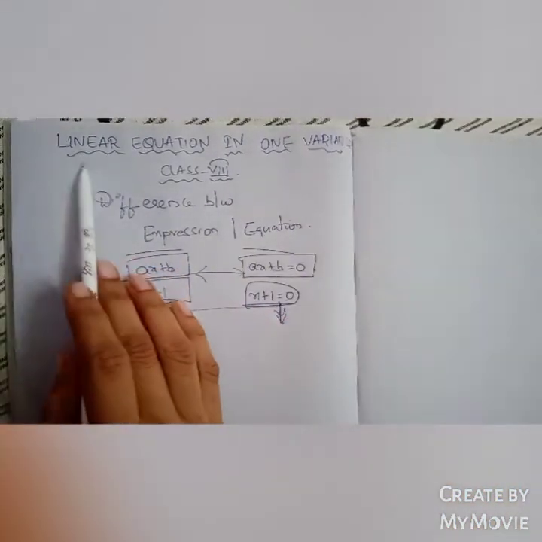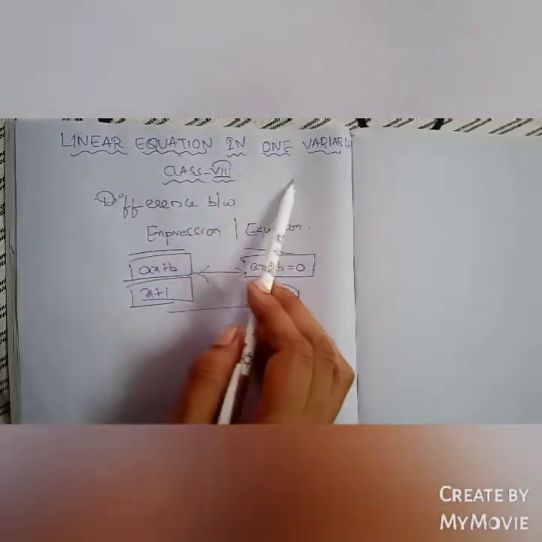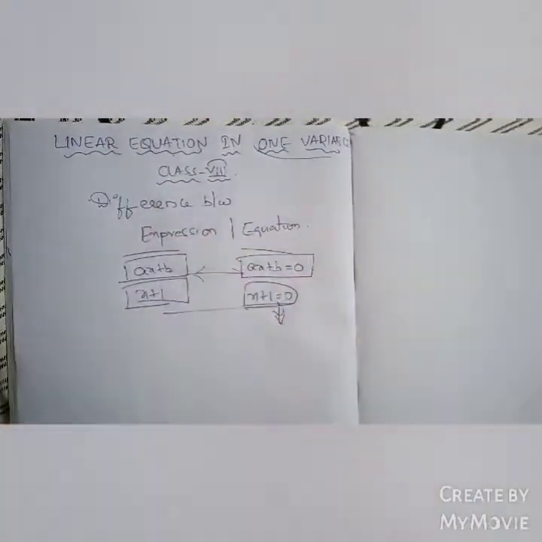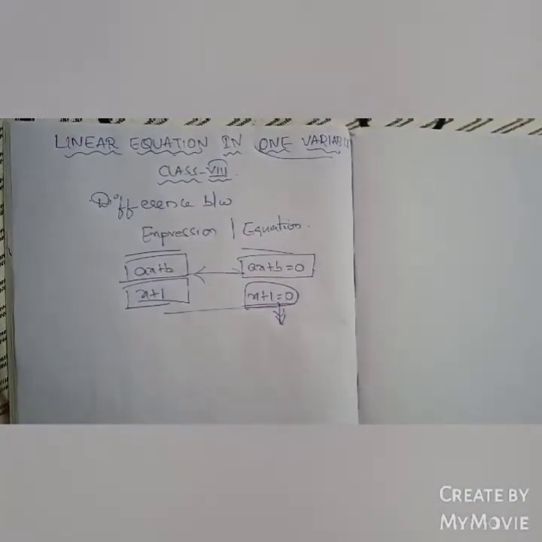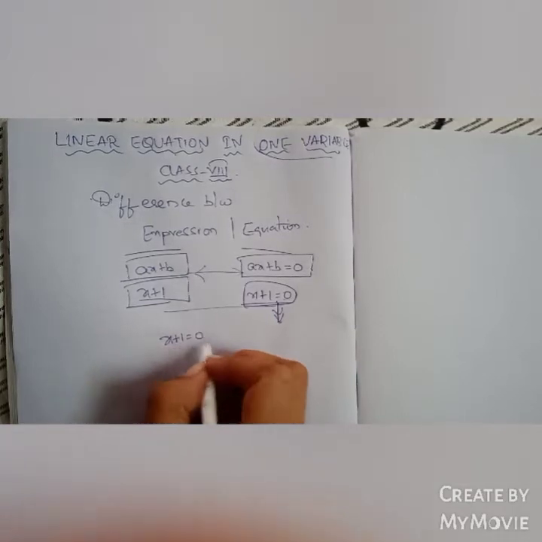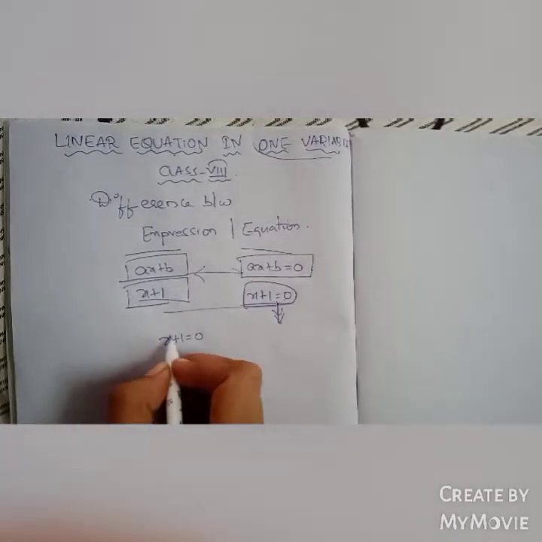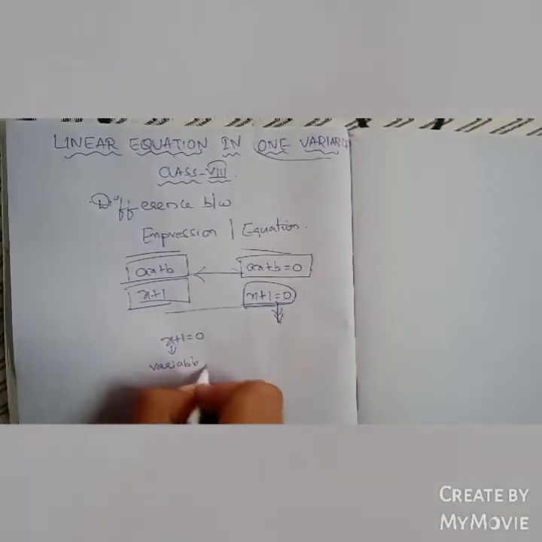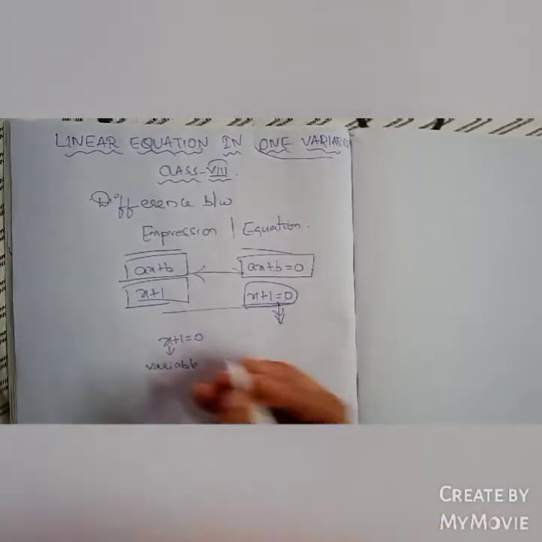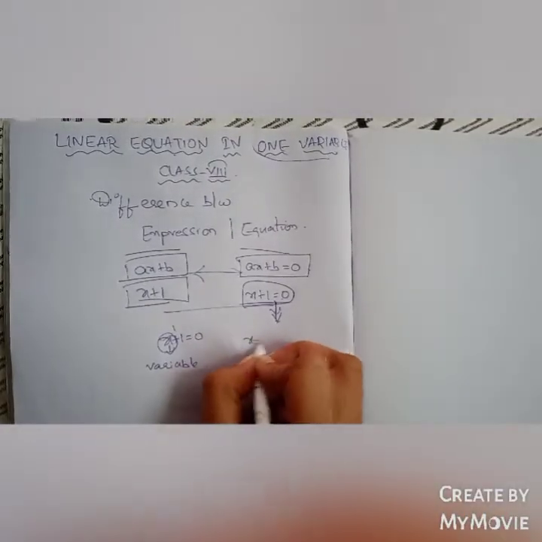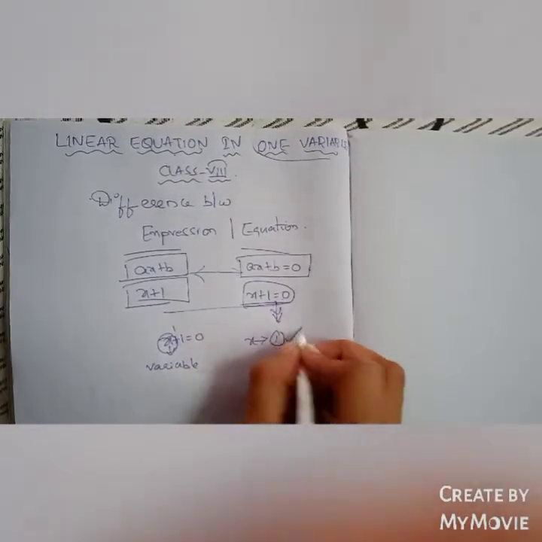So what's the chapter name? Linear equation in one variable. Keep this one variable aside. Let's discuss linear equation. So what is a linear equation? Children, equations are written in the form of x plus 1 is equal to 0, isn't it? Here x is known as the variable. And what is the degree of this variable? Obviously 1.